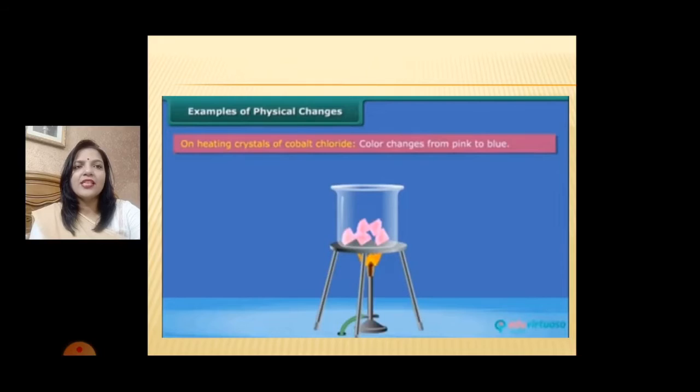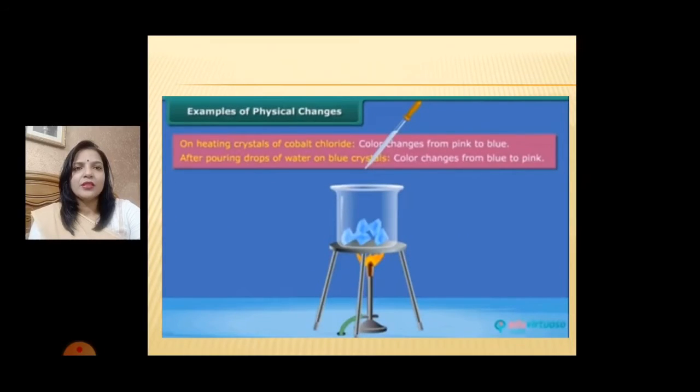If a square piece of cloth is cut into 4 square parts, then the size of the cloth changes, as you can see here in the slide.